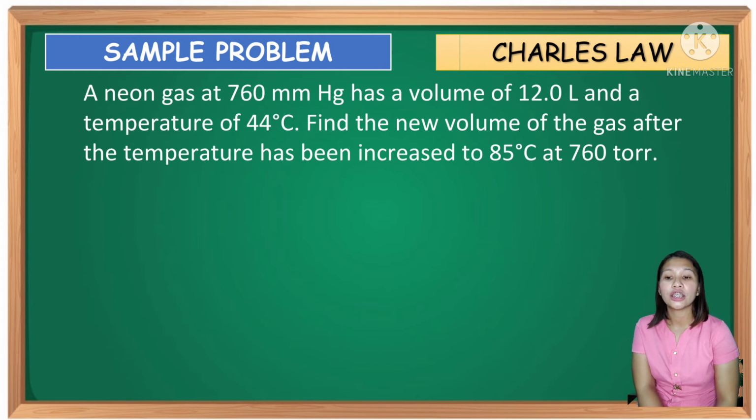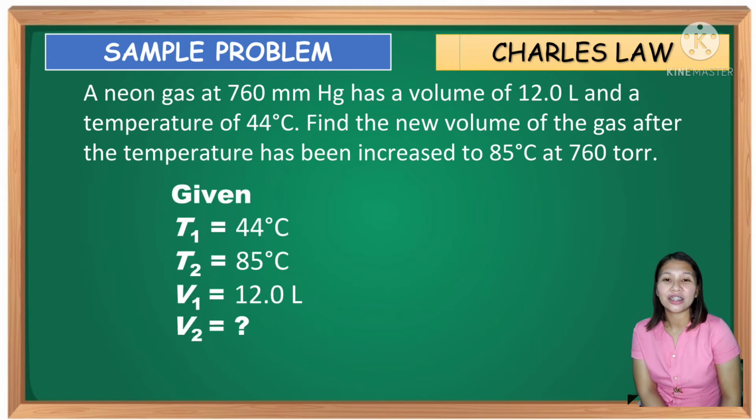Now, find the new volume of the gas after the temperature has been increased to 85 degrees Celsius at 760 bar. Now, let's identify what is given. We have T sub 1, the initial temperature, which is 44 degrees Celsius; T sub 2, the final temperature, which is 85 degrees Celsius; and V sub 1, the initial volume, which is 12.0 liters. We're looking for the final volume, V sub 2.